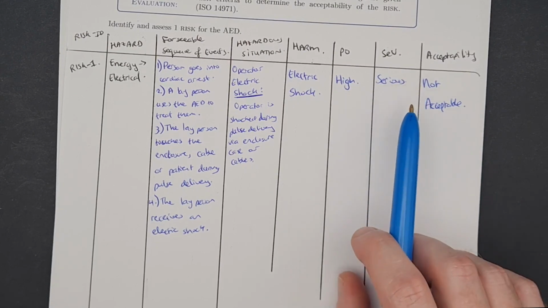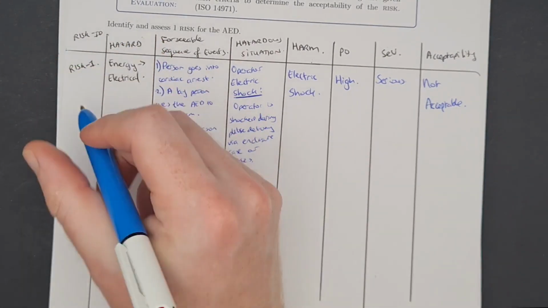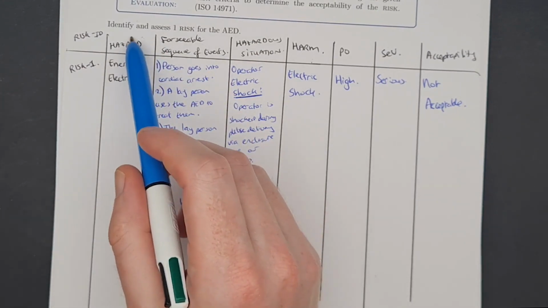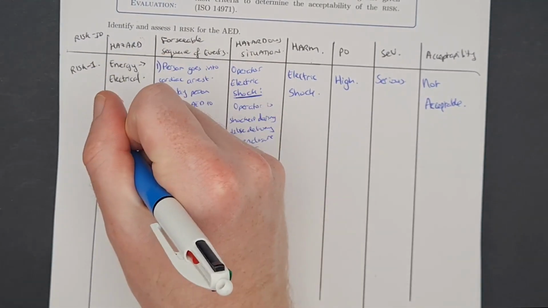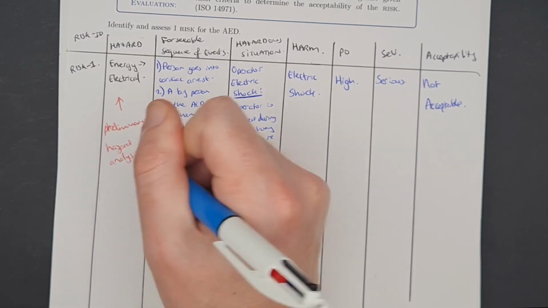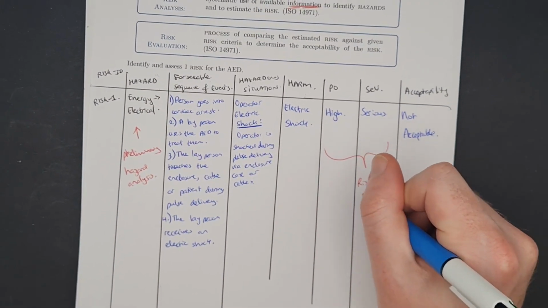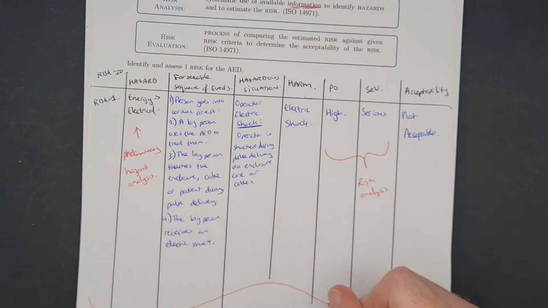The other thing I'll point out is that this is design traceability. This part here is generally referred to as the preliminary hazard analysis, and then when we get to this part, this is the risk analysis. All of this together is the risk assessment.